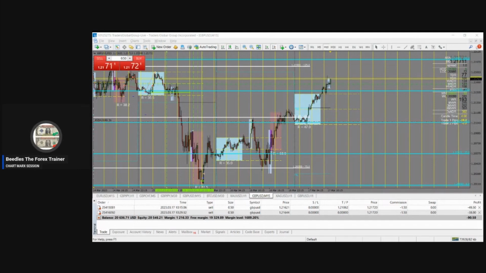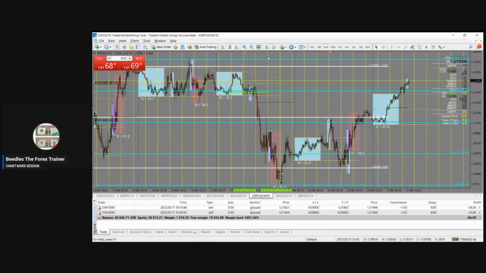All right, wealthy, healthy, happy people. Good morning, good morning, good morning. Time now is Friday, March 17th, 4 a.m. post London. And we are currently in the chart marks. And I am currently live in a trade right now. And what I am currently looking at is the pound USD.